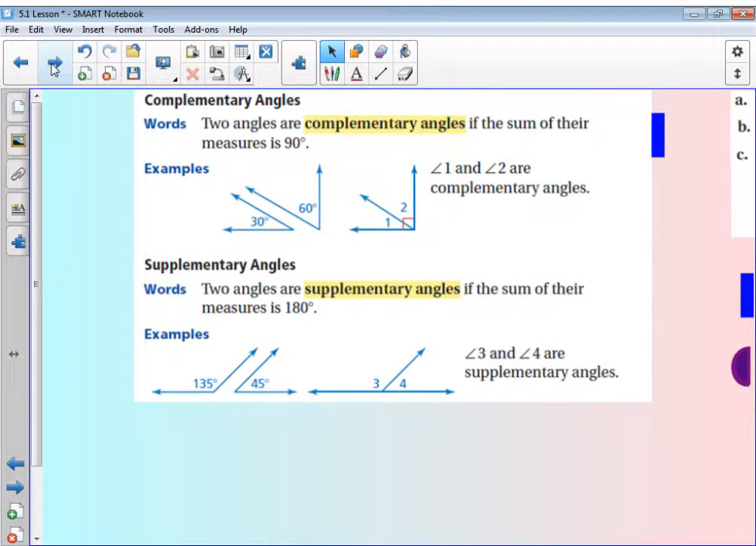We worked with complementary angles and supplementary angles. So we're going to go ahead and review once again what those are. Complementary angles are a set of angles whose sum measures equal 90 degrees.